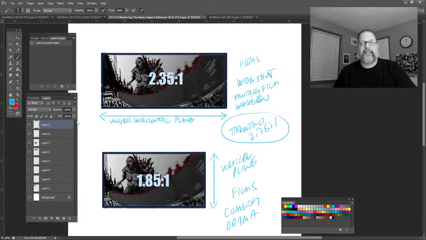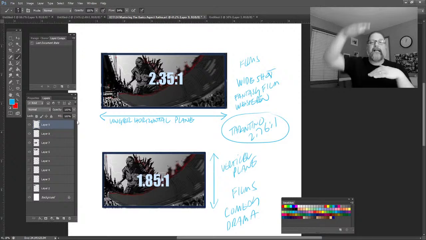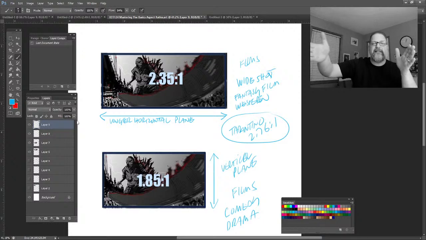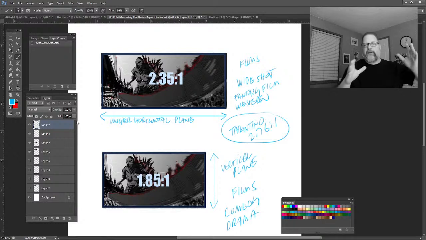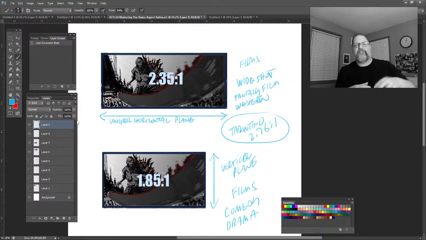And then you have your 1.85 to 1, which will give you a higher vertical plane. It still gives you a nice horizontal plane, but a little bit more vertical. You usually see your average typical comedy, drama, those type of films use that particular aspect ratio. As you can see with the image of Godzilla, it's the same image, but brought to you differently using those aspect ratios to give you a good idea of where you can go with them. And then, like I said, Wolf Midnight asked about the IMAX ratio, and I believe I wrote that down here.